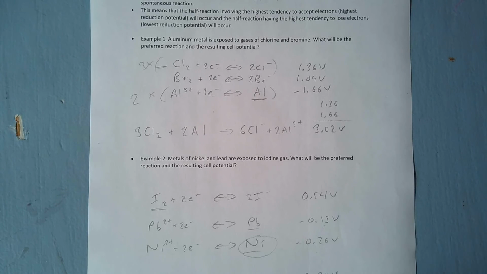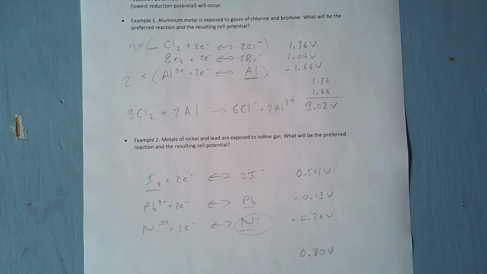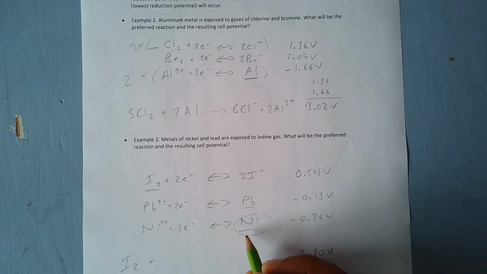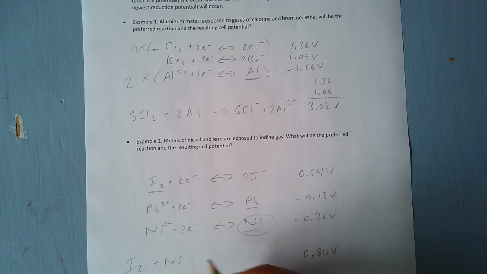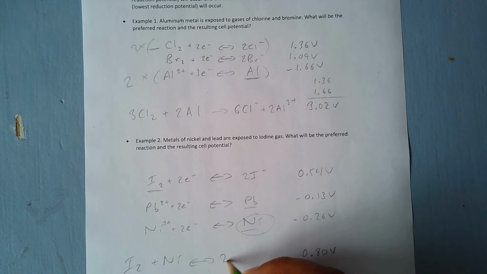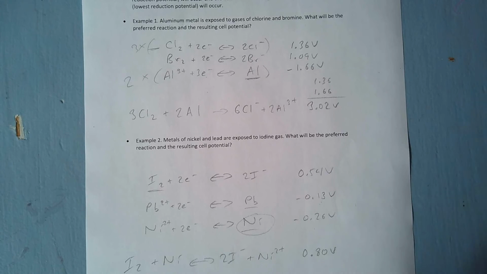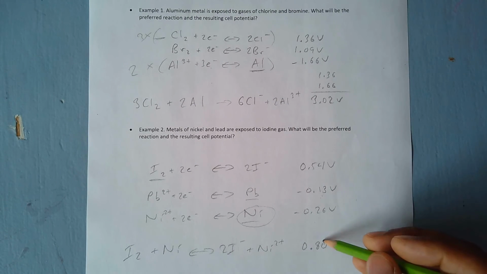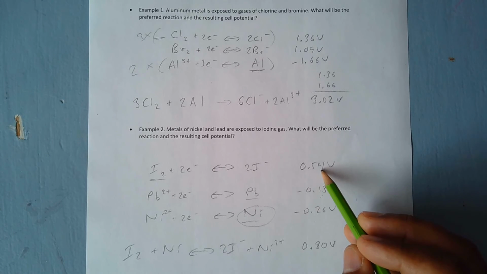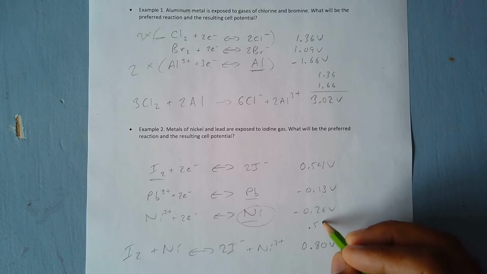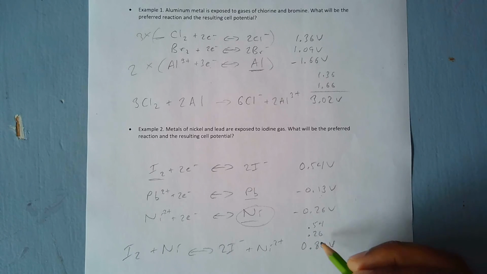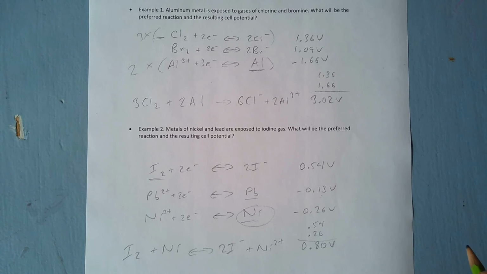Okay, so this one's going to be I2 plus the nickel metal. So remember, we're going to flip that around. Going to 2 iodine plus the nickel 2 plus. Okay, and so here we get an overall cell voltage of 0.8 because that's from the 0.54 plus the 0.26. Okay, so that's what gives you the 0.80 volts.